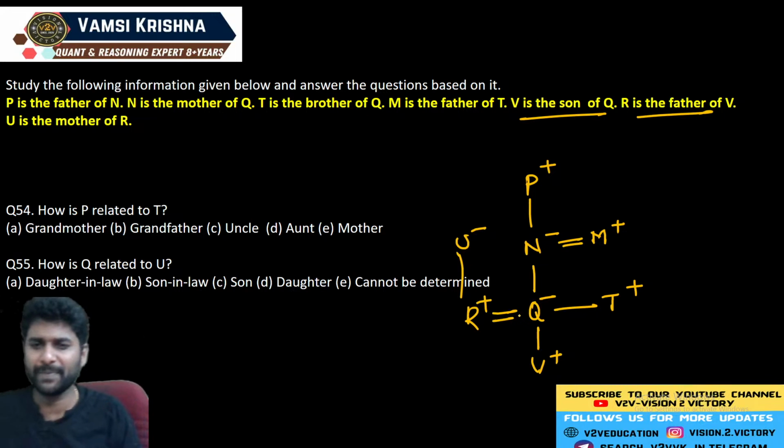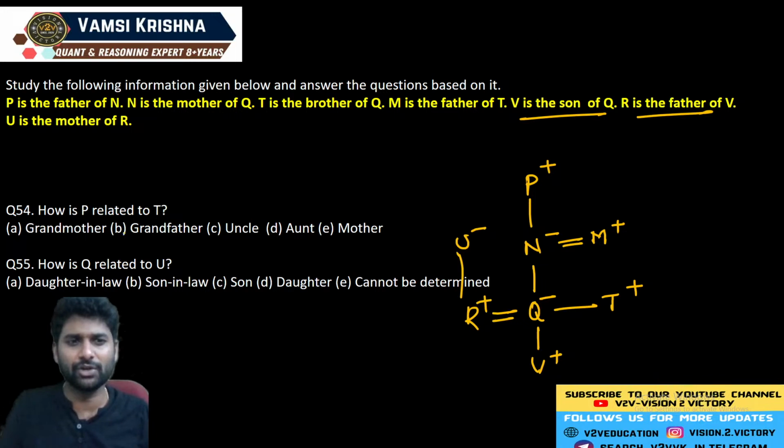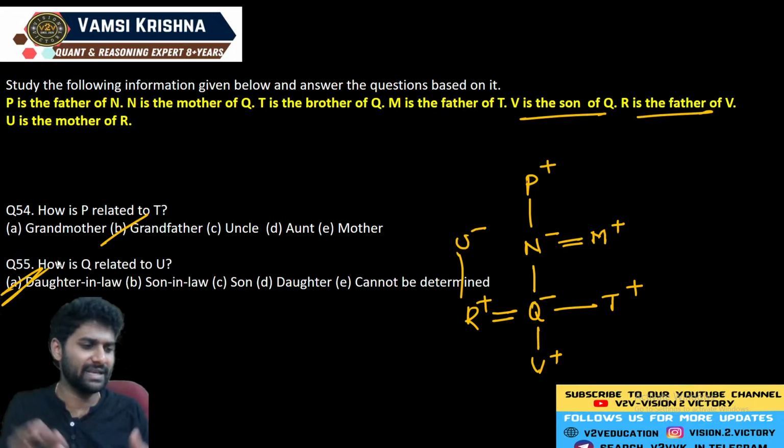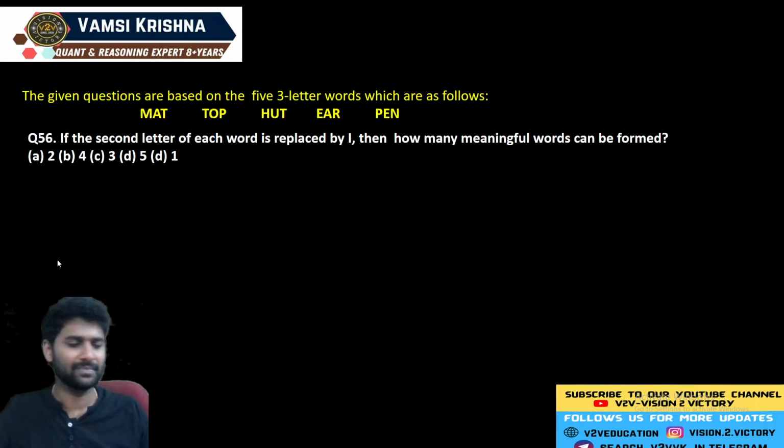Question here. How is P related to T? Guys, P related to T is a grandfather. How is Q related to U? Q related to U is in-law. So daughter-in-law. It's easy guys. You can get these answers in 1 minute. Next.